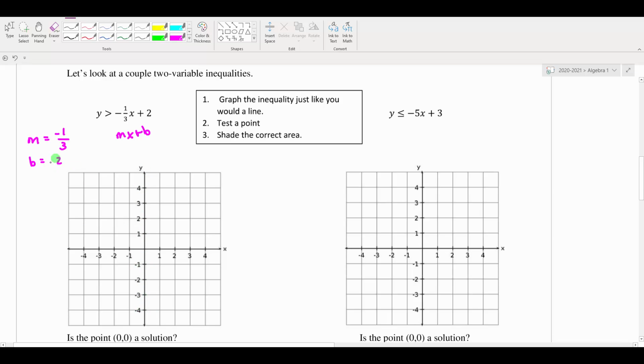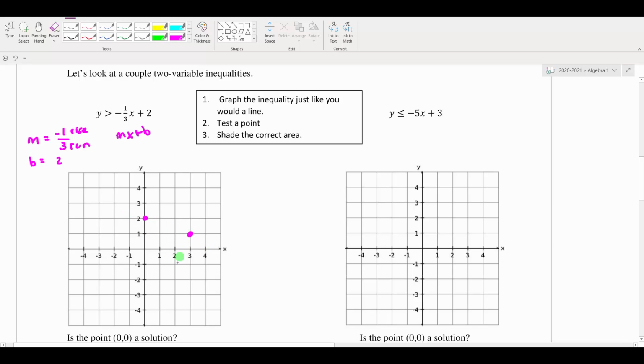All right, so since our y-intercept is at 2, I'm going to go to 2 and plot a point. And then I'm going to use my slope to tell me where to go from there. Since my slope has a negative 1 in the top, and that represents my rise, I'm going to go down 1. And since my run, the number in the bottom of my slope, is a positive 3, I'm going to go down 1 and then right 3. 1, 2, 3. That gives me my second point.